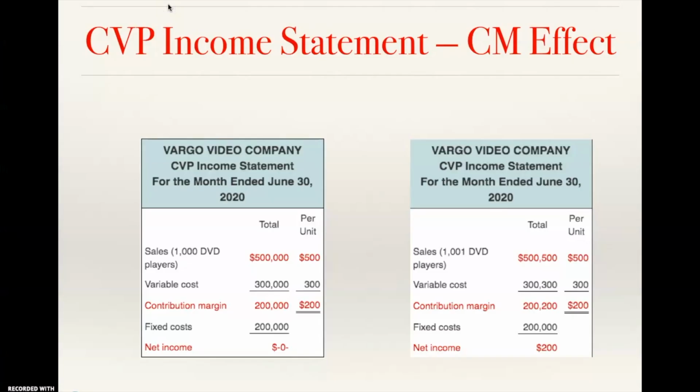Coming back to the Vargo video problem, because Vargo video has a fixed cost of 200,000, it must sell 1,000 units to cover all costs, which would be the break-even point. For each unit sold above 1,000, the net income increases by 200. That's the per unit contribution margin. So in the picture to the right, we see that if they sell 1,001 units, they make a net income of $200.